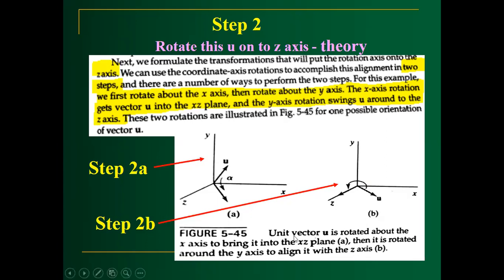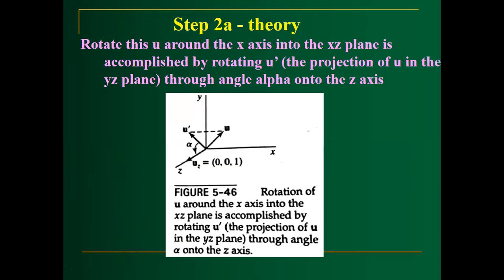You can see this statement: unit vector u is rotated about the x-axis to bring it to the xz plane. Second step, this u is then rotated around the y-axis such that it aligns, it coincides, it merges with the z-axis. Now this is the theory. I have written this theory. Now how do you put it into practice?